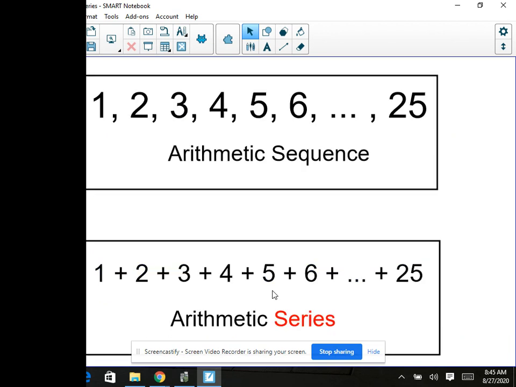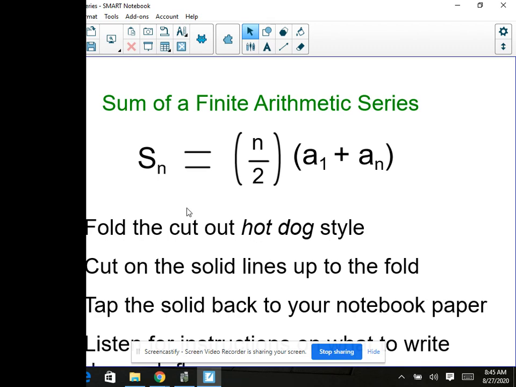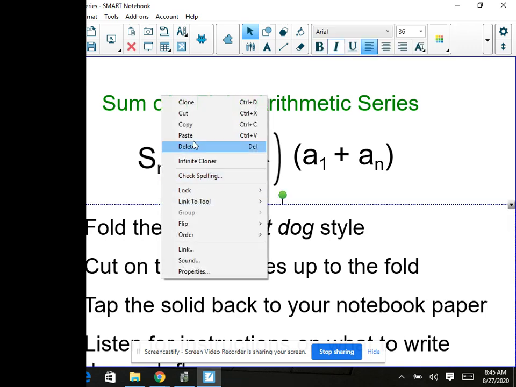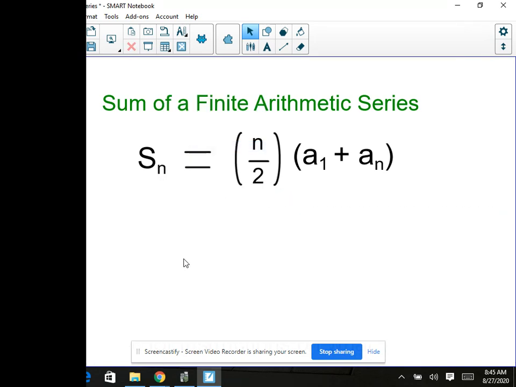So again, you don't need to write this down, but if you notice that we're going up by 1, still going up by 1 by adding 1, but we would add all those numbers together. This is when I used to do interactive notebooks. You don't need that. So this is our first formula: the sum of a finite arithmetic series.